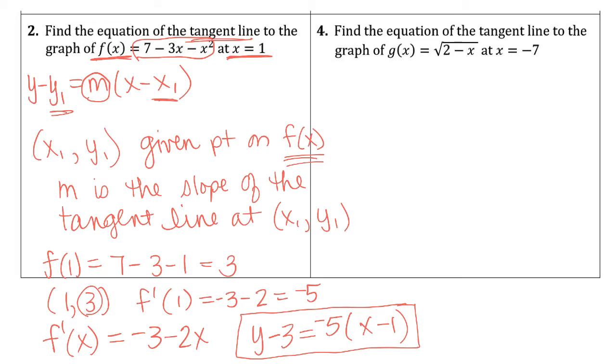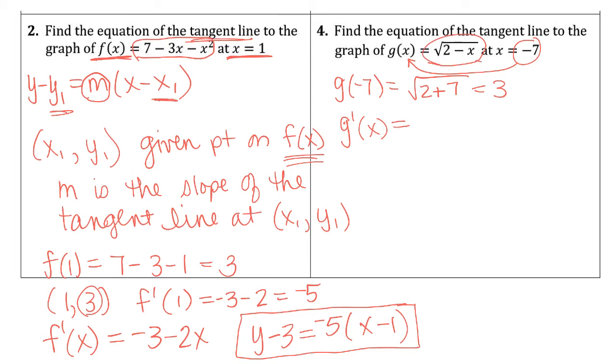All right, so we're going to do the same thing for number 4. Here again, we need the equation of the tangent line. And we're given x, so we need to find g of negative 7. So g of negative 7 is going to be the square root of 2 minus a negative 7, and so we're going to get 3. Now, if we only knew what g prime was, and we saw earlier what g prime of x is, let's work it out with this.